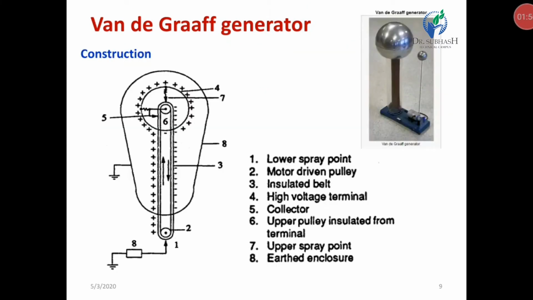Now construction. Here we can see the figure of the Van de Graaff generator. Starting from the bottom, number 1 stands for lower spray points. Number 2 is the motor driven pulley. Number 3 is the insulated belt. Number 4 is the high voltage terminal.